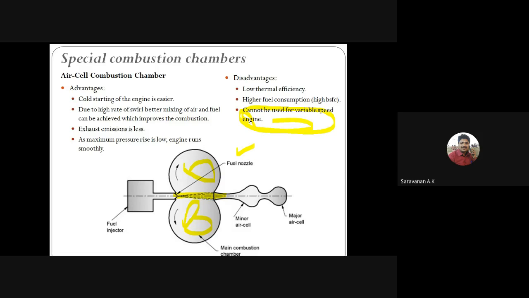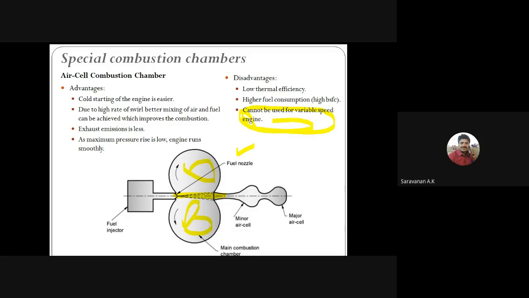So the combustion chamber design is very important. Why? Because only air is inducted in the suction stroke as well as the compression stroke in CI engines. After that only the fuel will be sprayed, so the time available for vaporization and mixing is very limited. For this condition, we are using different types of combustion chambers, right?